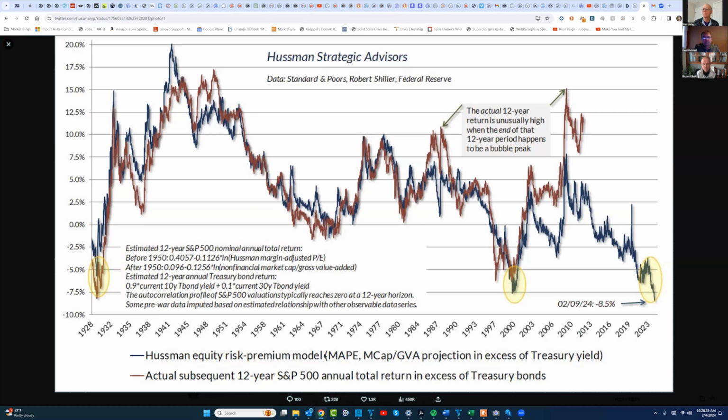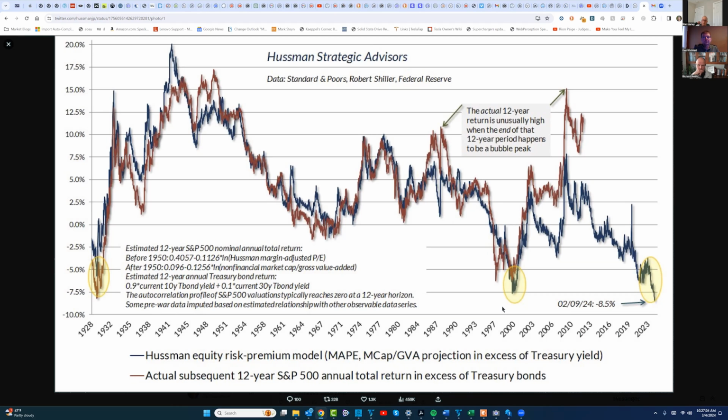Hussman equity risk premium model, projection of return in excess of treasury yields. He says two different things here, which to me are a little confusing. This is the big headline at the bottom. He says projection in excess of treasury yield, but up above within the chart, the first line says estimated 12-year S&P 500 nominal annual total return. It says nothing about in excess of treasury yield. So I don't know which one he's saying this is, but I know this is a very, very impressive chart.